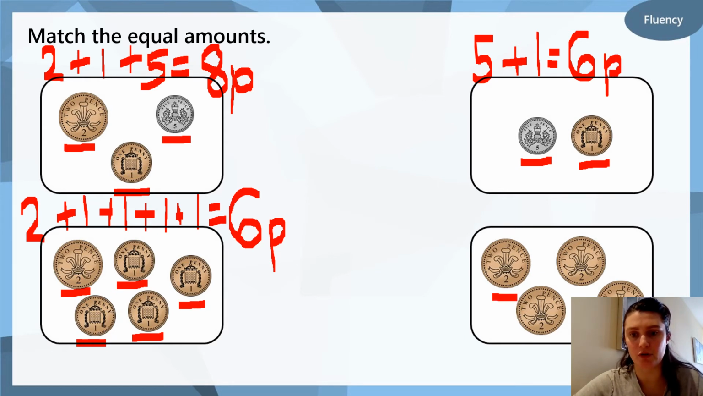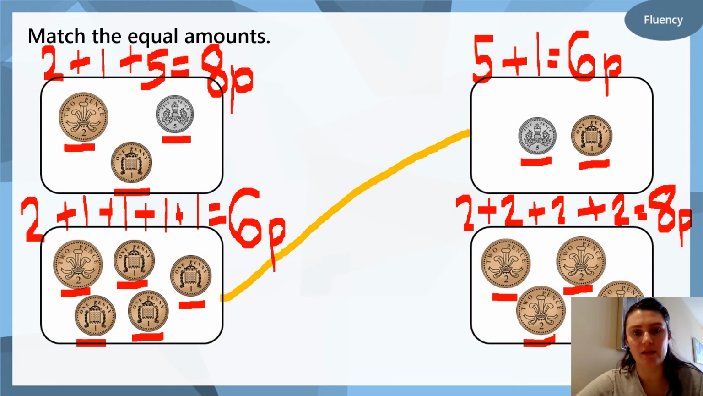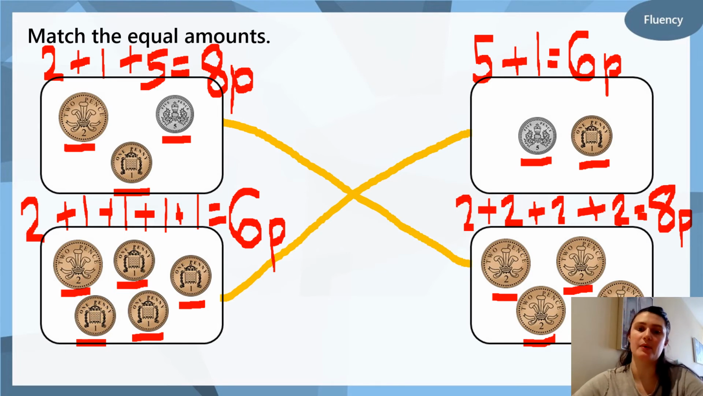Our last one, we have 2 and 2 and 2 and 2. So that's 2 plus 2 plus 2 plus 2. Now there's an easy way to do this, isn't there? We can use our skip counting. 2, 4, 6, 8. 8p. Now let's match these up. We have a 6p here and 6p here. And we have 8p here and 8p here. So we need to first look at how much is in each square, write the total at the top, and then match up.